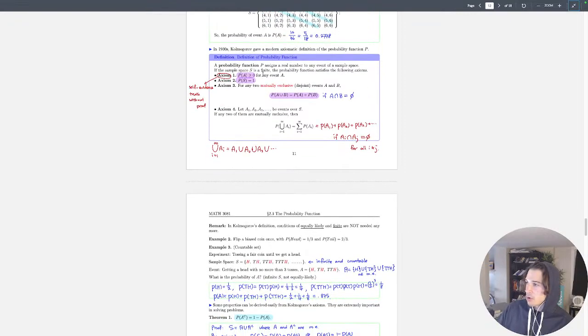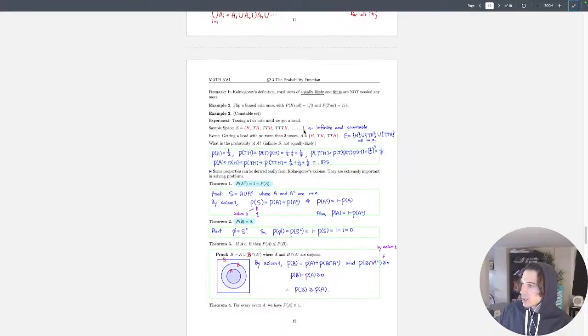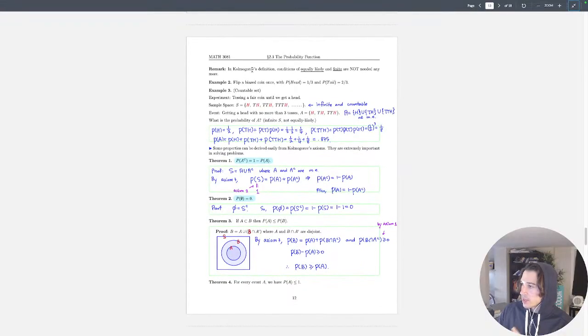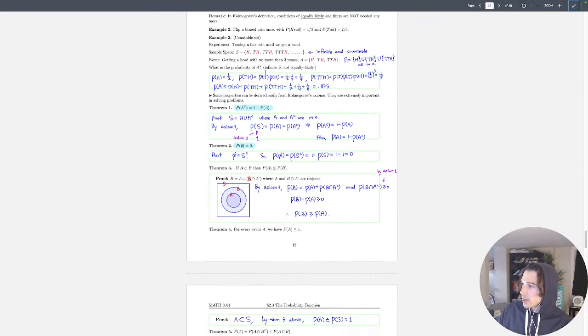Now we have Kolmogorov's probability axioms. I'm just going to talk about this mutual exclusivity one because the others are straightforward. Probability of A union B, if they're mutually exclusive, which means no overlap, is just the probability of A plus the probability of B. And then this is just extrapolating that to more than 2 variables. So remember in Kolmogorov's definitions, conditions of equally likely and finite are not needed anymore. So yeah, this is thinking about countable sets.